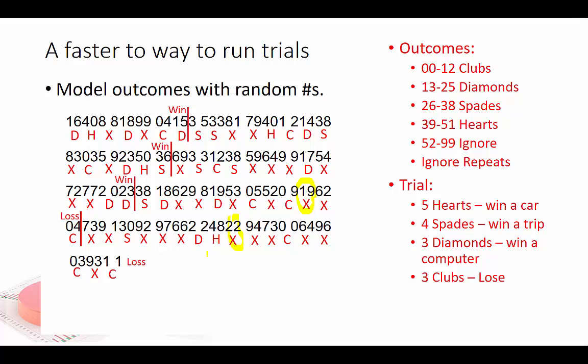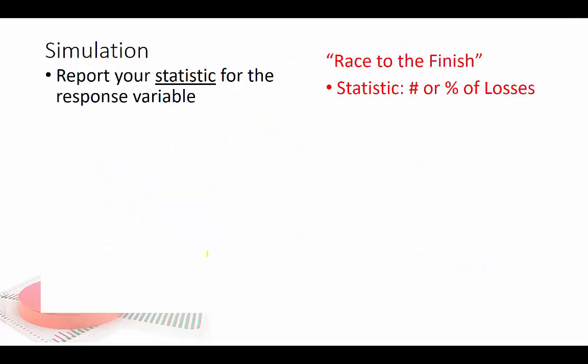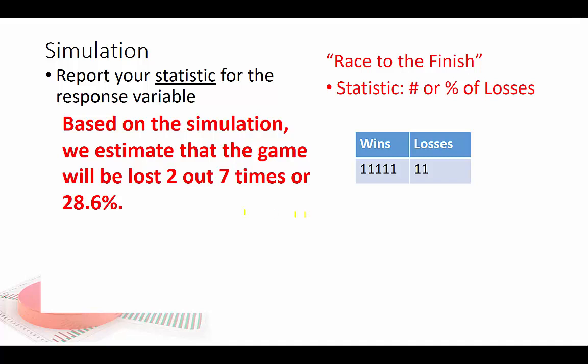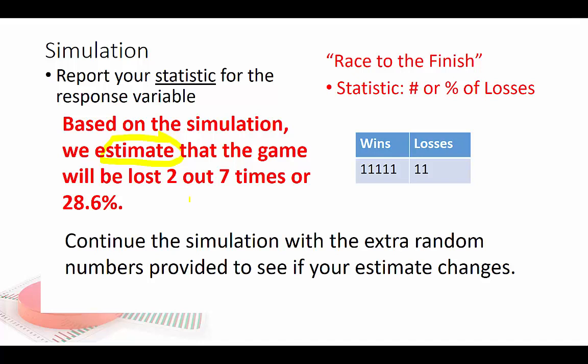All right. Now you're going to report your statistic. So you want to make sure you have a tally. Here we had 5 wins and 2 losses. So based on the simulation, we estimate that the game will be lost 2 out of 7 times, or 28.6%. Now what I'd like you to do is continue the simulation with the extra random numbers provided to see if your estimate changes. All right?